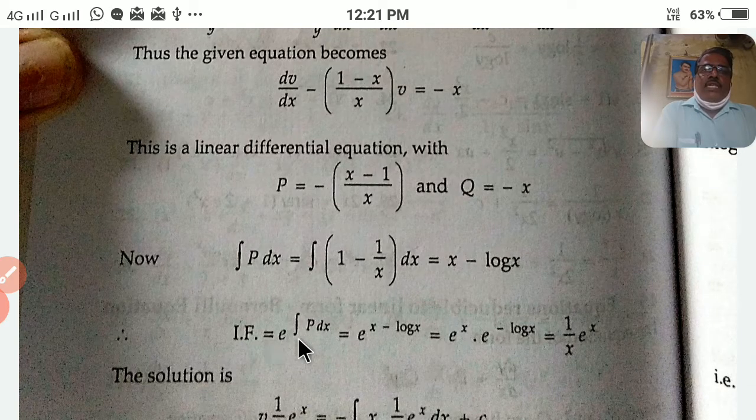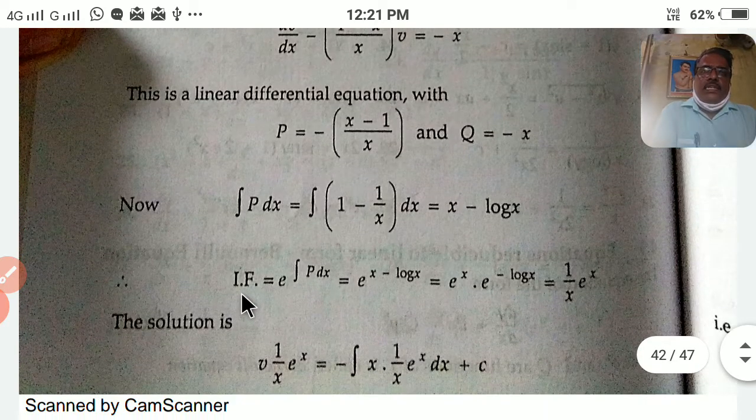Next, the integrating factor is e raised to integration of p dx, which is equal to e raised to x minus log x. Again this can be written as e raised to x into e raised to minus log x, using properties of indices. Now this is equal to e raised to x, and here, m log n, so log x to the power minus 1. So this base e and this e will get cancelled, and it is x raised to minus 1, or 1 by x. So e raised to x by x you will get as the integrating factor.